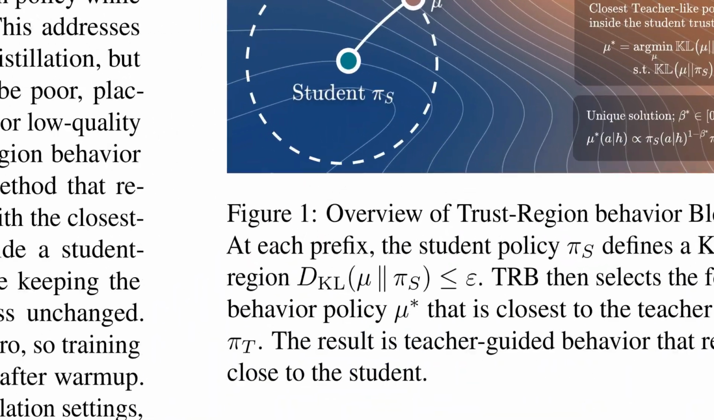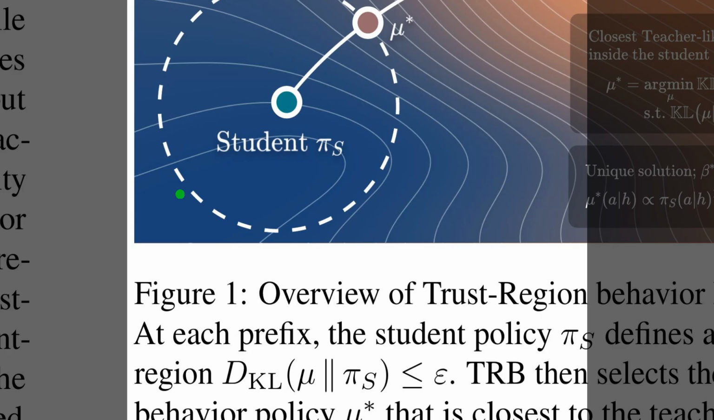Figure 1 illustrates how trust region behavior blending selects a behavior policy during the warm-up phase. The student policy, represented by the green dot, is surrounded by a dashed circle that defines a trust region. This trust region is a safety boundary based on Kullback-Leibler divergence, which is a mathematical way to measure how much one probability distribution differs from another, ensuring the behavior policy does not drift too far from what the student currently understands. To get the best guidance, the method finds the policy on the boundary of this circle, labeled mu star, that is closest to the teacher policy.